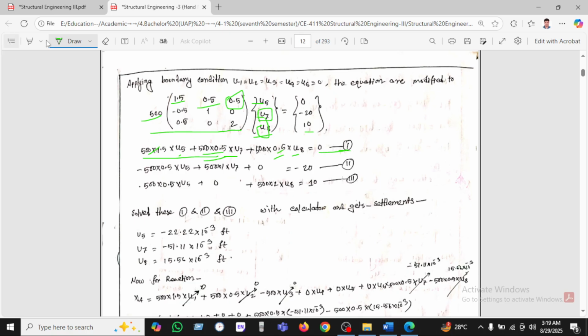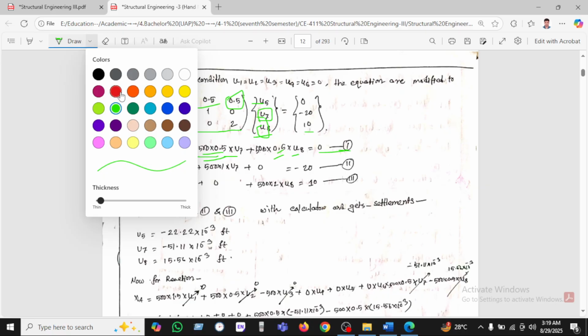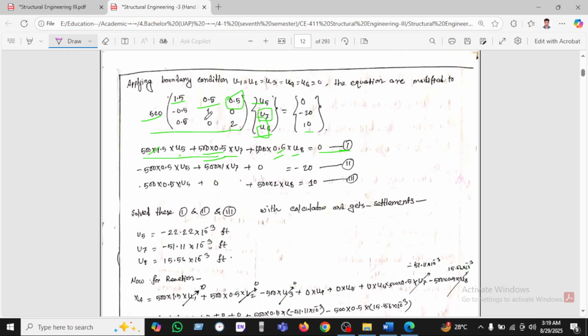The same way we can calculate equation 2. How do we calculate? Let's see. We take the second row: 5 into point minus 5, 5 into point minus 5. It will be multiplied with the first displacement, which is u5. In the same way we've been seeing here, it will be 500 multiplied with 1, and it will be multiplied into 7, and the last one 0. In the same way you can multiply the third.